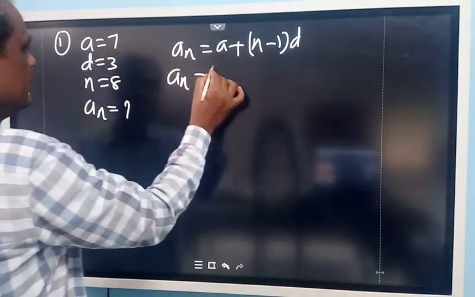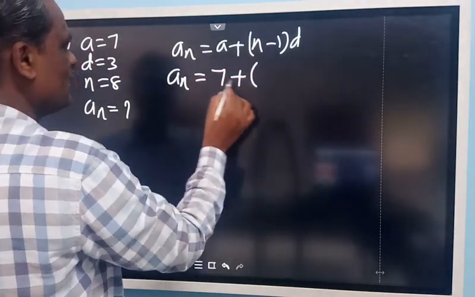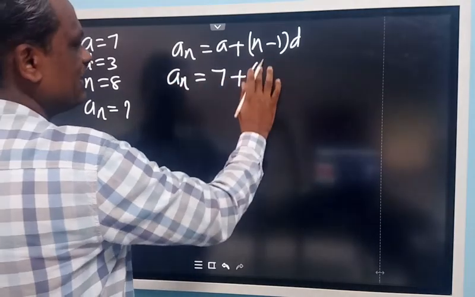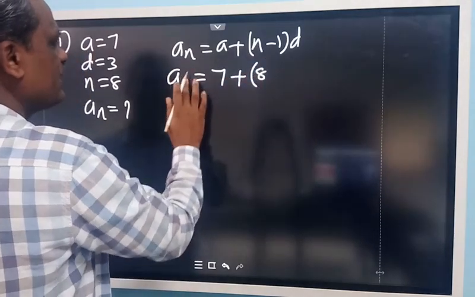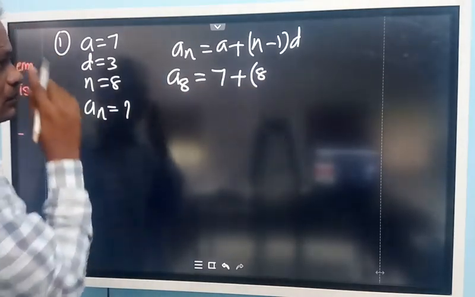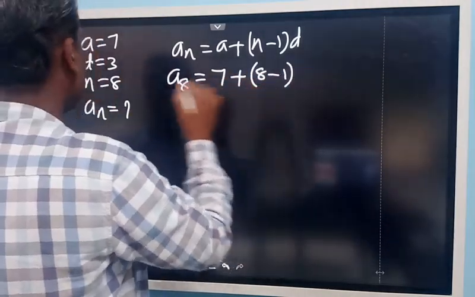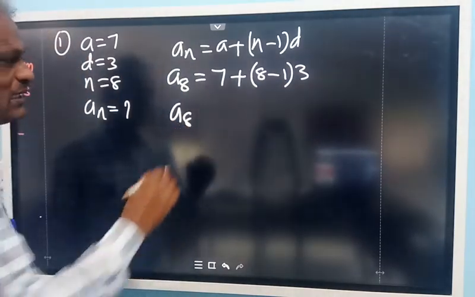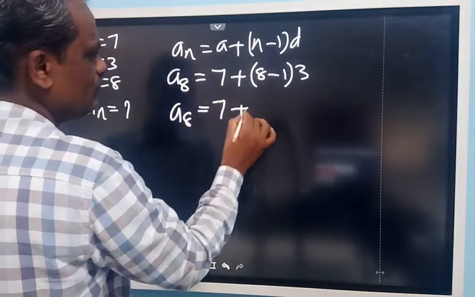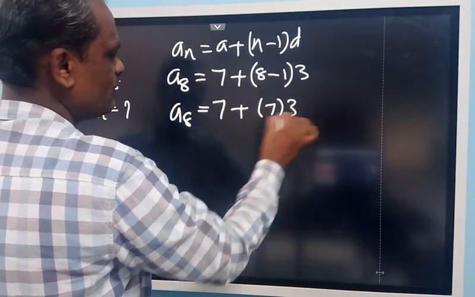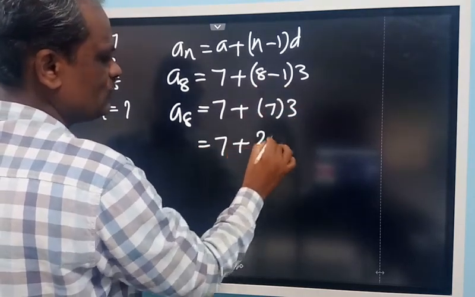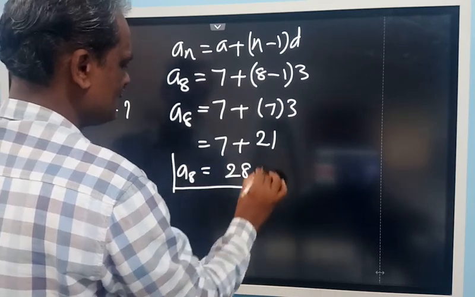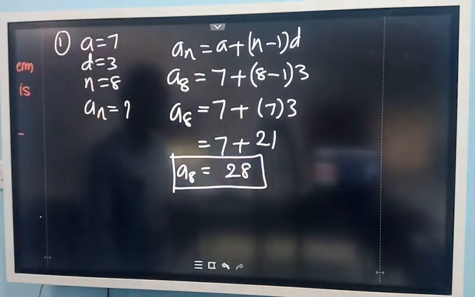A value, it is 7 plus N minus 1. Nth value we do not know, let us write. So N value we know that it is 8. So you can write here A8. So 8 minus 1 into D. D value is 3. So A8, that means 8th term of this AP, is equal to 7 plus 7 into 3. So that is 7 plus 21, so it is 28. So 8th term of this AP is 28. So AN is equal to 28.